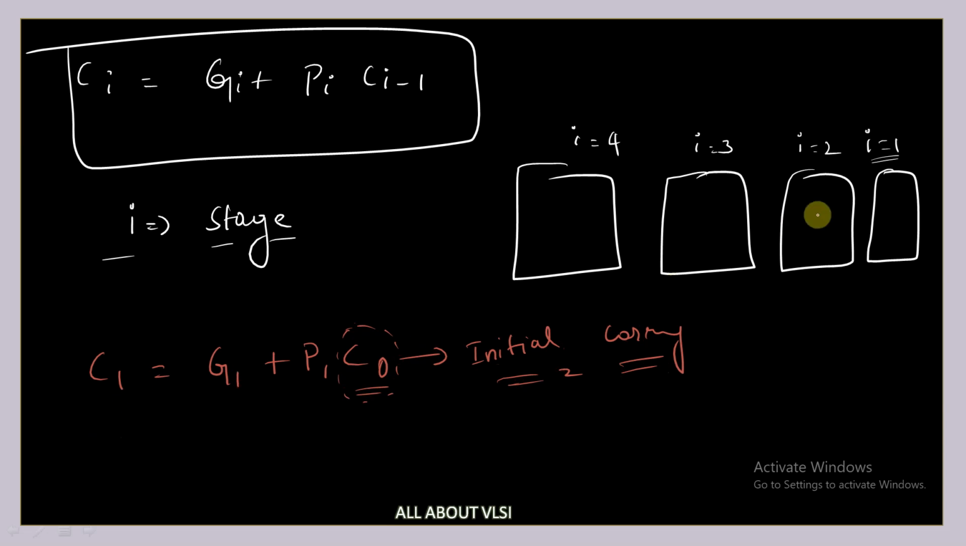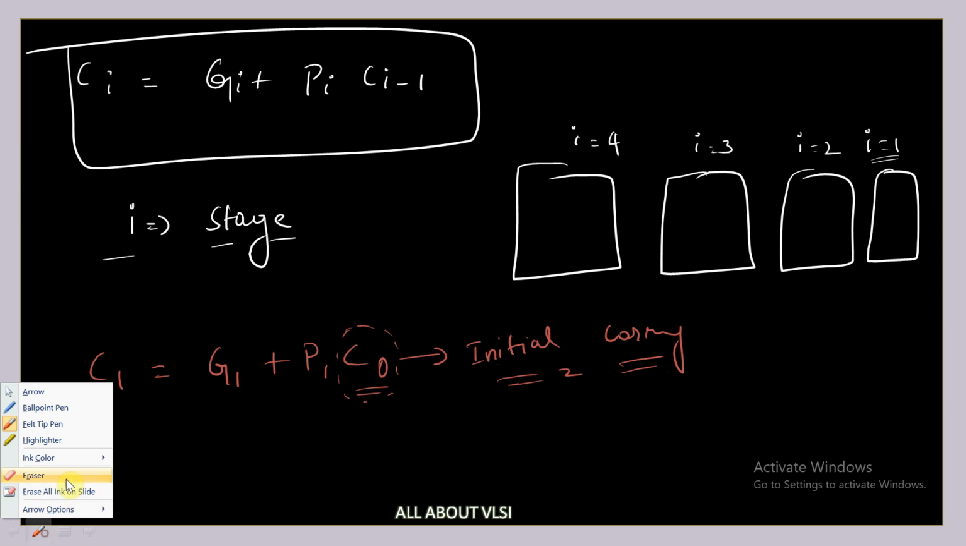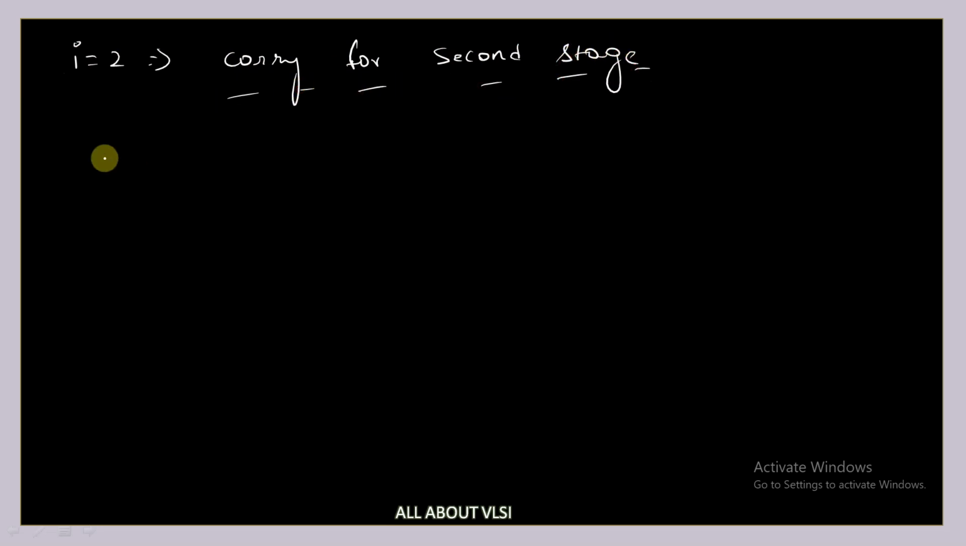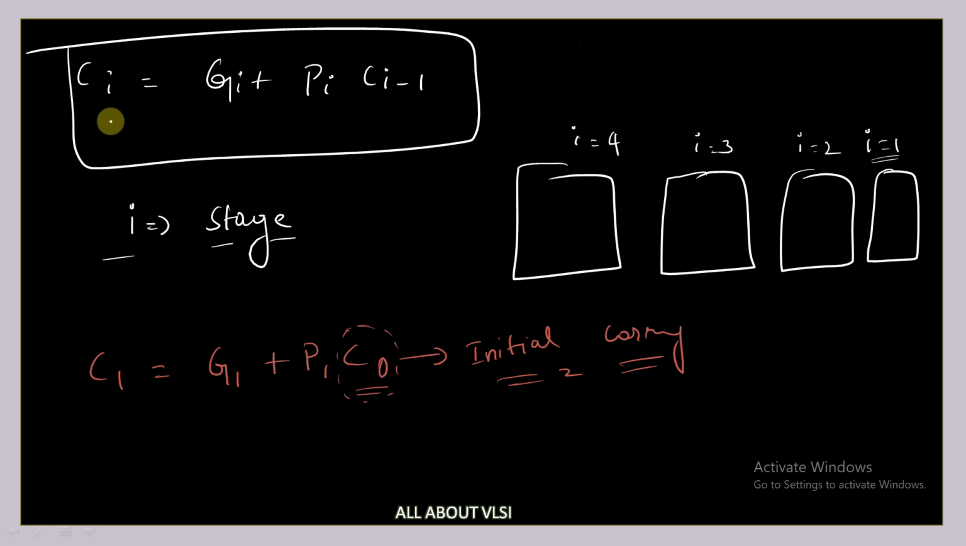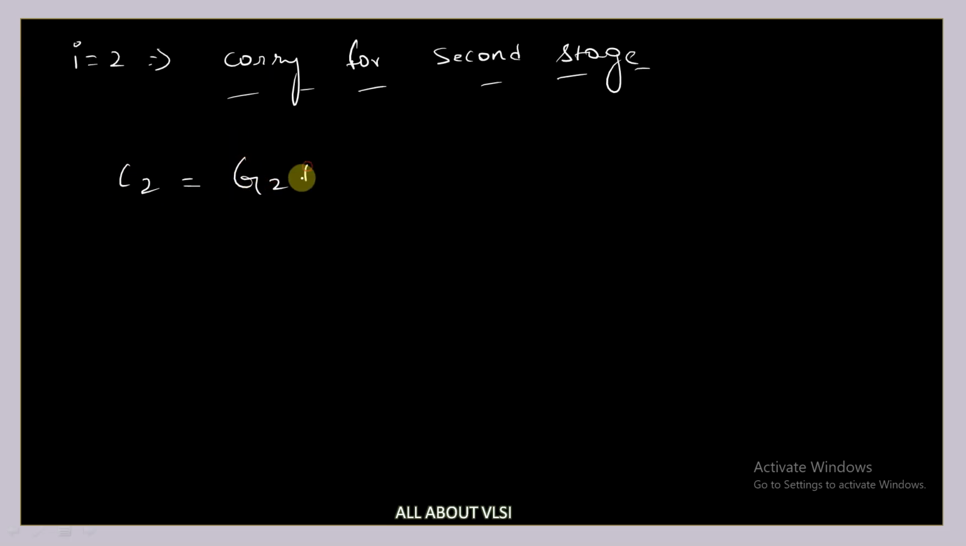Now, if I want to find out the second stage carry, I'm going to substitute i = 2. So how do I find the carry for the second stage? I can simply substitute i = 2. That is C2 = G2 + P2 * C(i-1), that is C1.